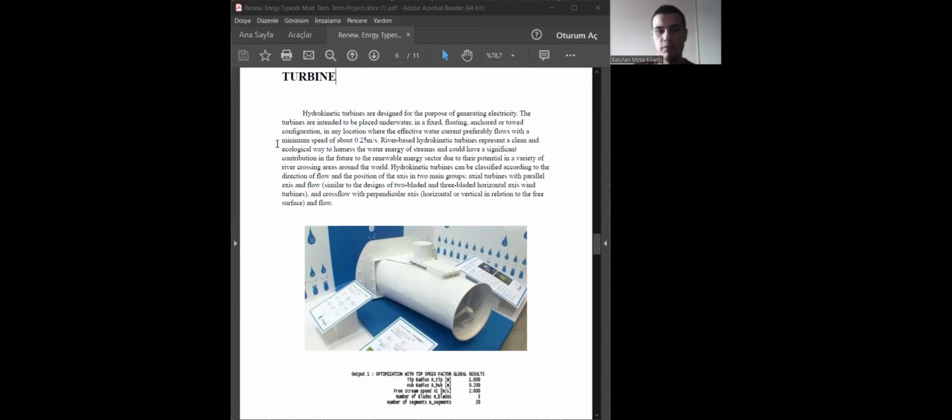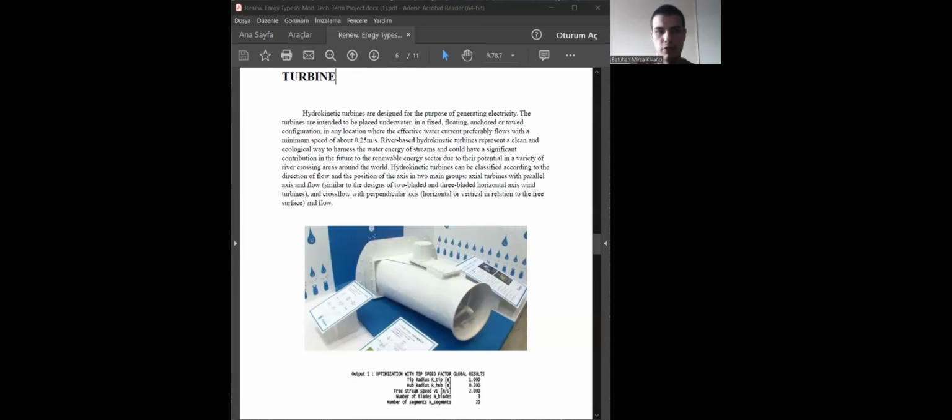To talk about classifications briefly, cross flow turbines with a perpendicular axis, horizontal or vertical to the free surface and flow, and axial turbines with an axis parallel to the flow, are the main categories of hydrokinetic classification.